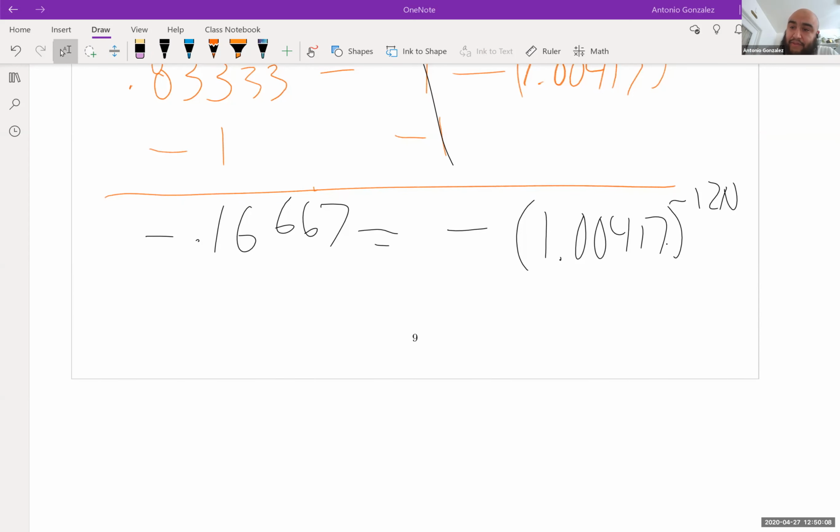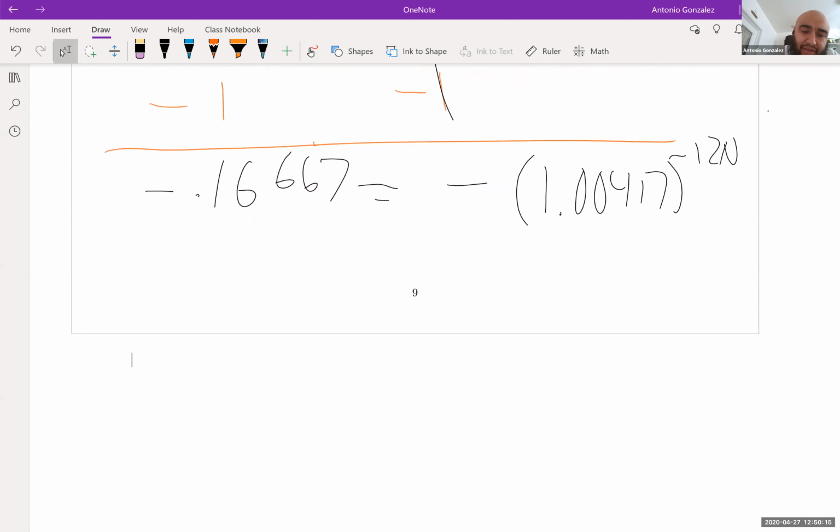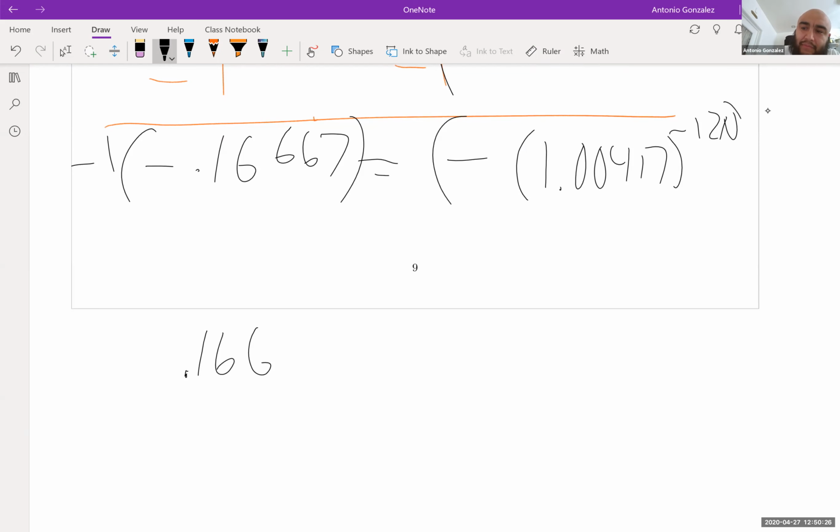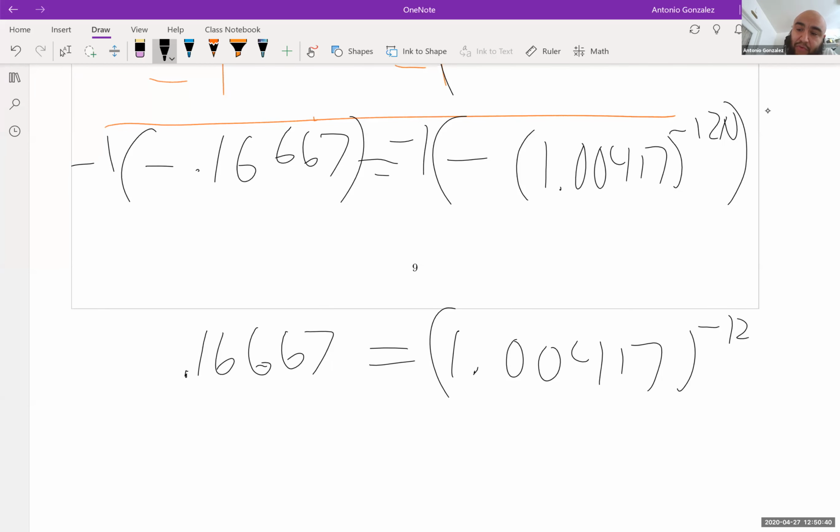All right. So now from here, I'm going to multiply both sides by negative 1 just to have both sides be positive. So here I'm going to go into a new sheet of paper. I'm going to multiply both sides by negative 1. So we get 0.167 equals 1.00417 raised to the negative 12.